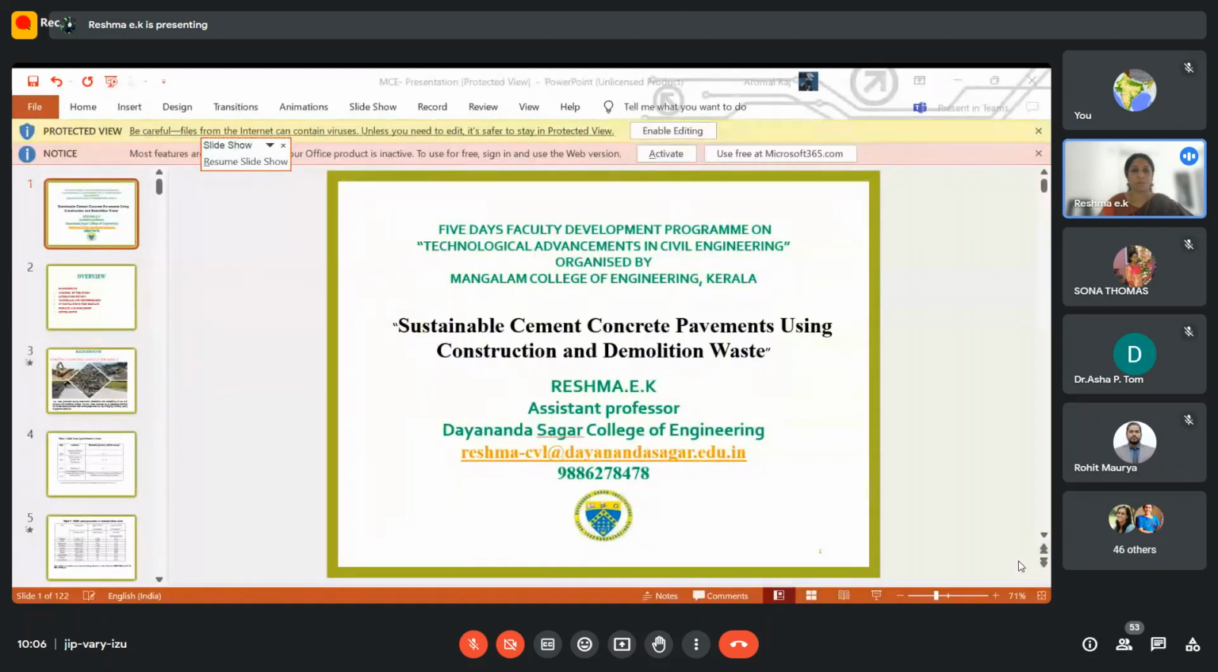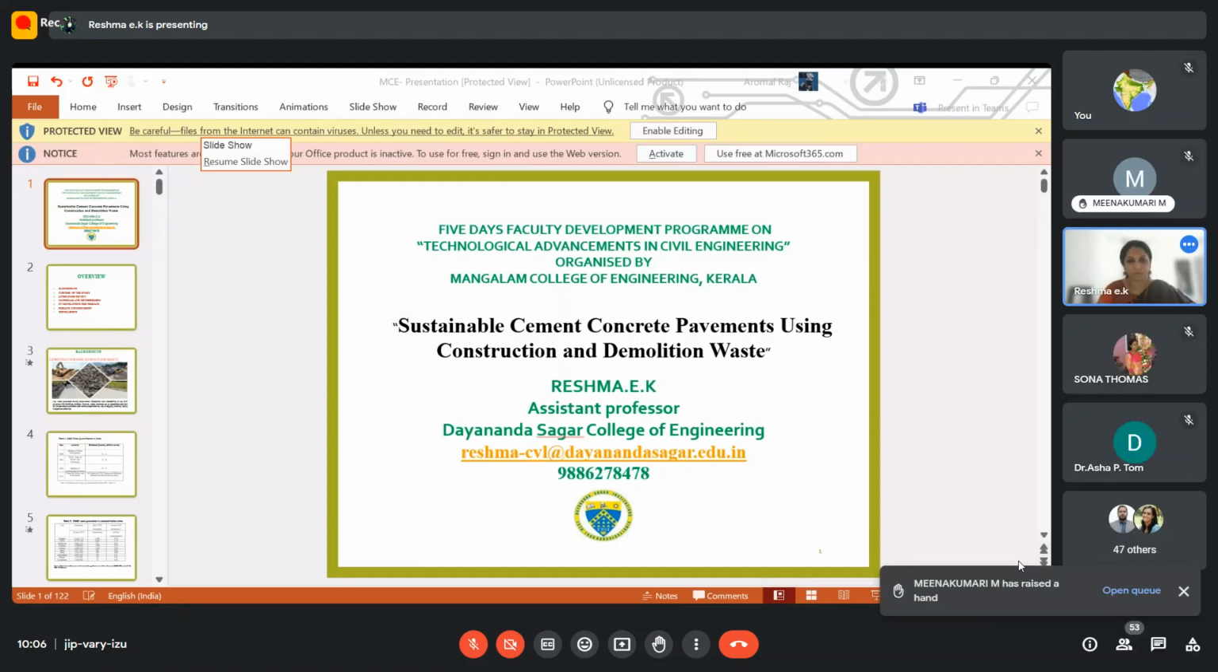When I'm talking about sustainable pavements, there are two associated terms with it. The main term is construction and demolition waste. You can define construction and demolition waste in many ways; I've given a simple definition here. It's any waste generated during construction, or due to demolition or remodeling of any civil engineering structures like pavements, bridges, flyovers, buildings or anything.